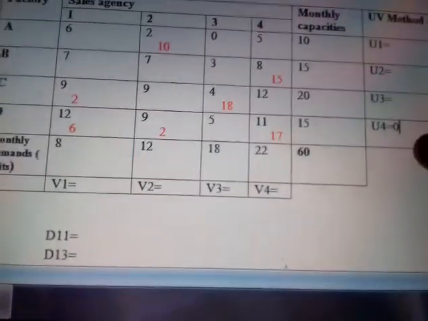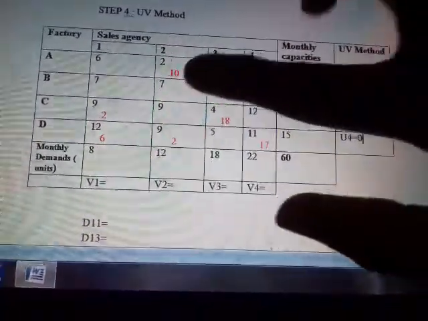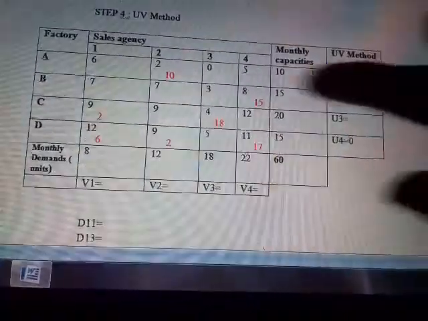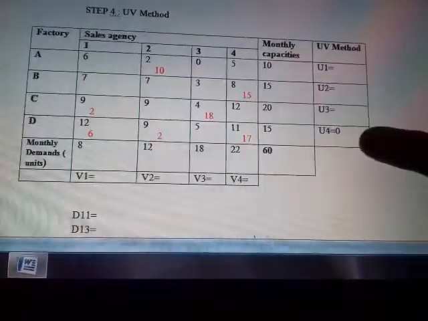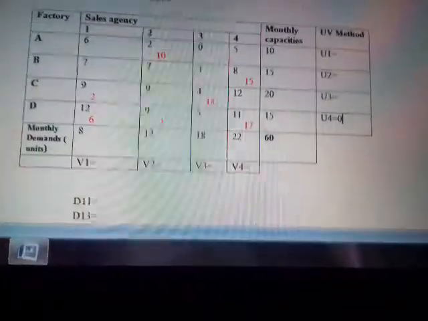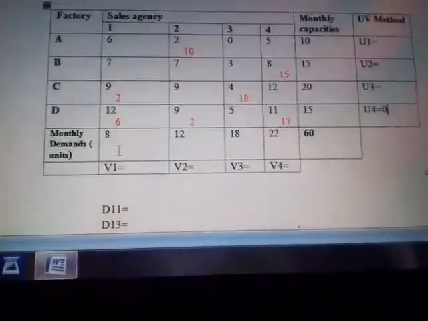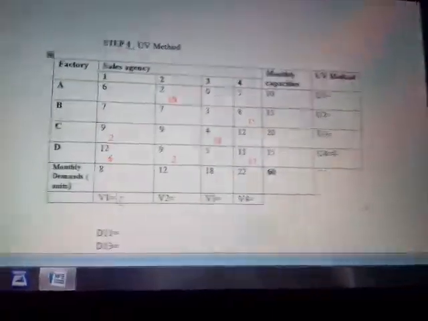Why did I give U4 is equal to 0? Because here it's the maximum allocation. Other allocations are less. Here only 1 is allocated in this row, in this row only 1 allocated, in this row 2 allocated. Only this row we got 4 allocations, sorry, 3 allocations. So I gave U4 is equal to 0. So directly you can write down the cost here. So here it is 12 now. You can type 12 here.